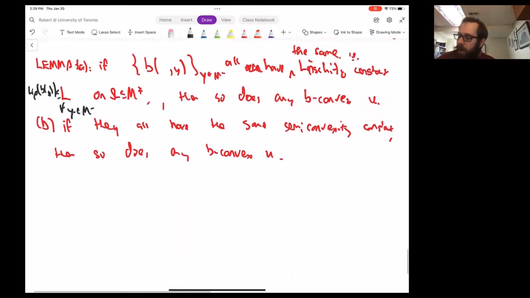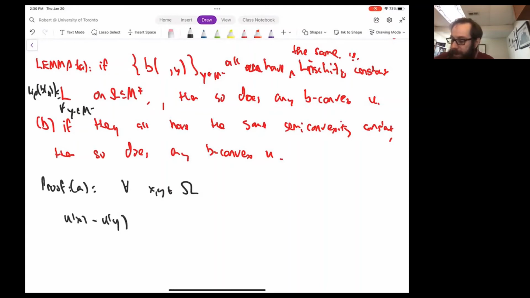Okay. And again, the proof is not hard. Maybe I'll prove A and leave B to you. I find B a little easier to prove than A, but it's a good exercise in working with semiconvexity to check the proof of B. So what do we want to check? We want to check for every X and Y in omega, we want to look at UX minus UY, and we'd like to show that it's bounded above by this Lipschitz constant L times the distance between X and Y.